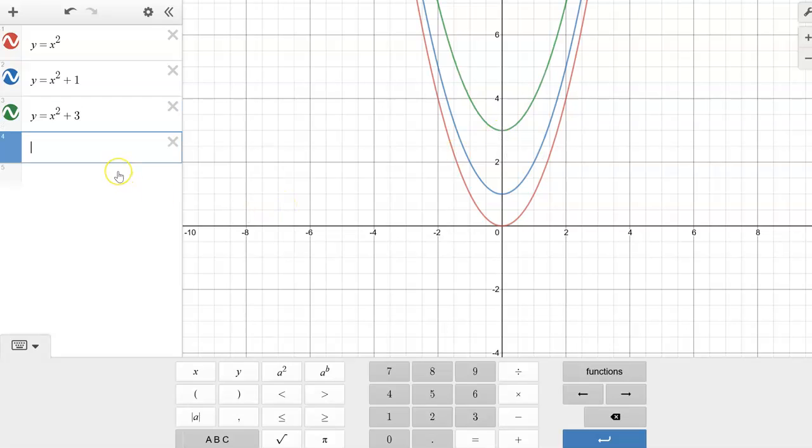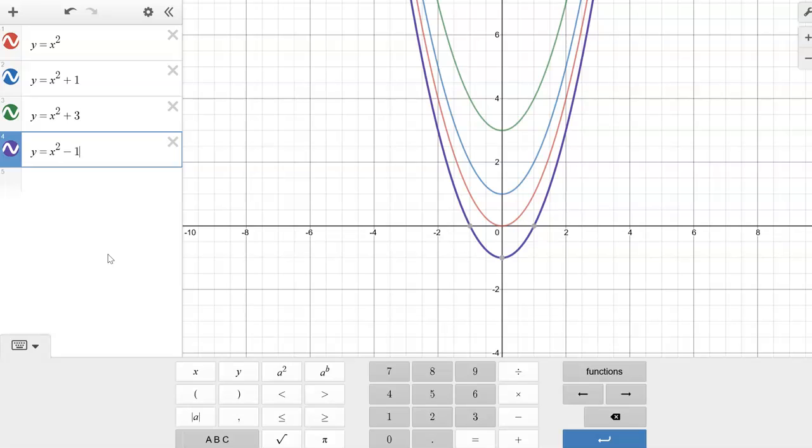Now let's do negative. Let's do y equals x squared, this time minus 1. That's a purple graph. Look what happened.